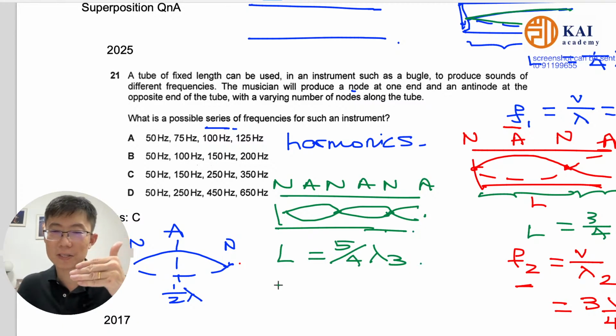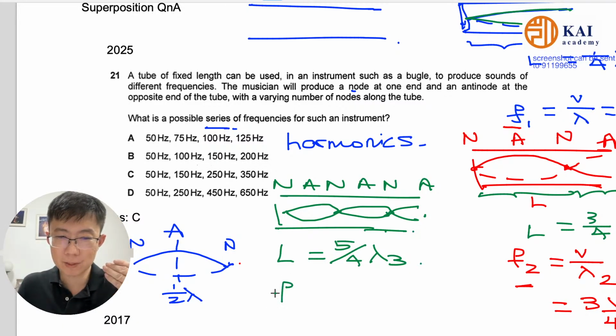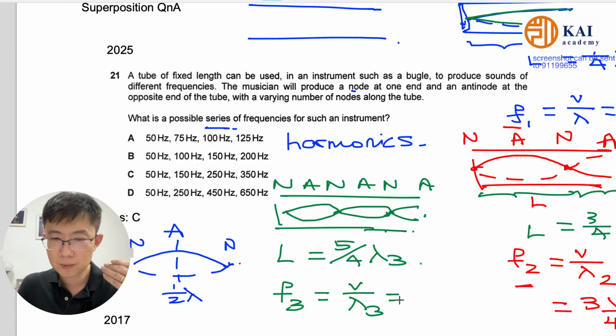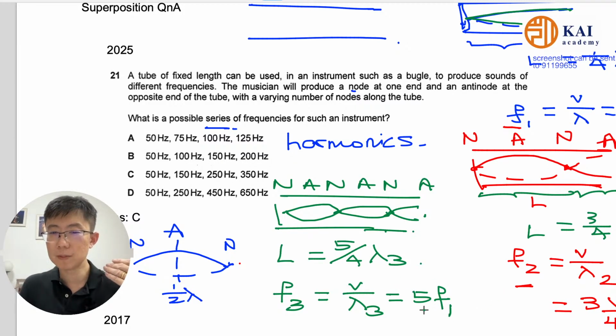So we find this pattern, and if you were to calculate the frequency, same trick. It's V over lambda 3. If you solve the math of that, it's going to give you 5 times the frequency. So this relationship in terms of the harmonics comes about because of the changing relationship between your L and your lambda.